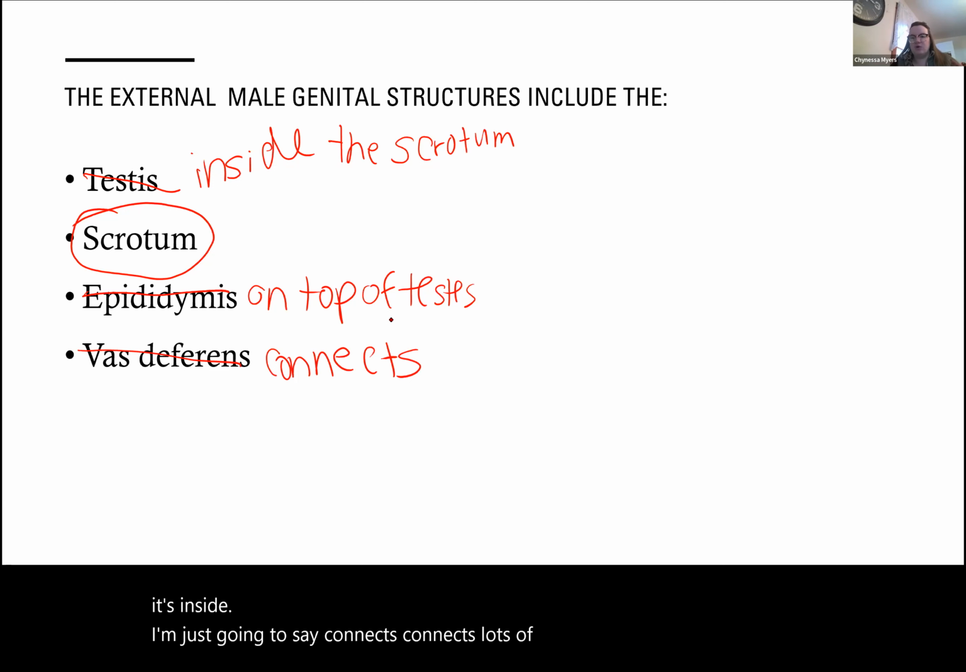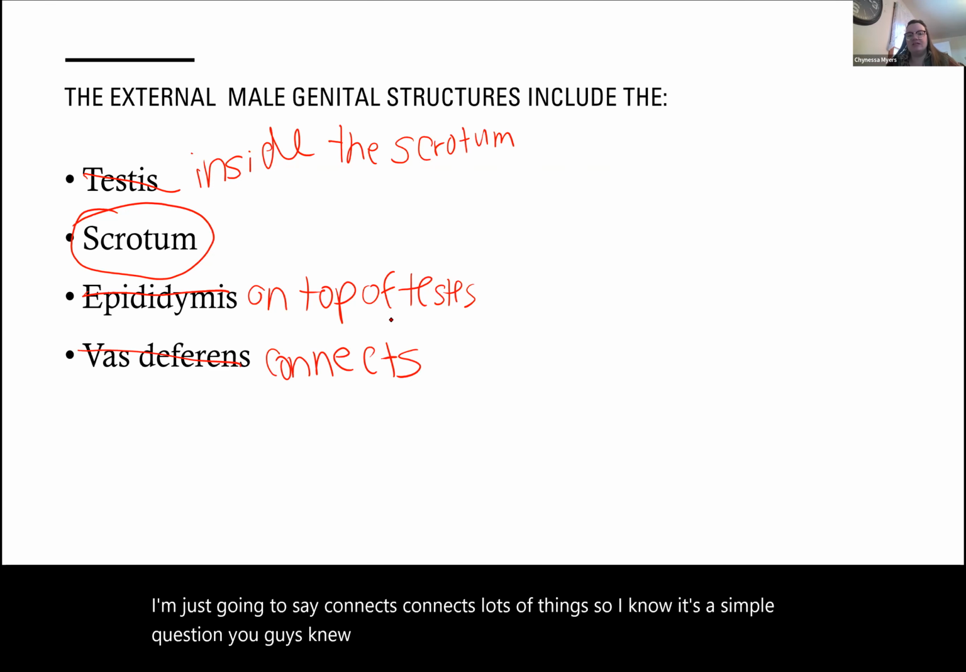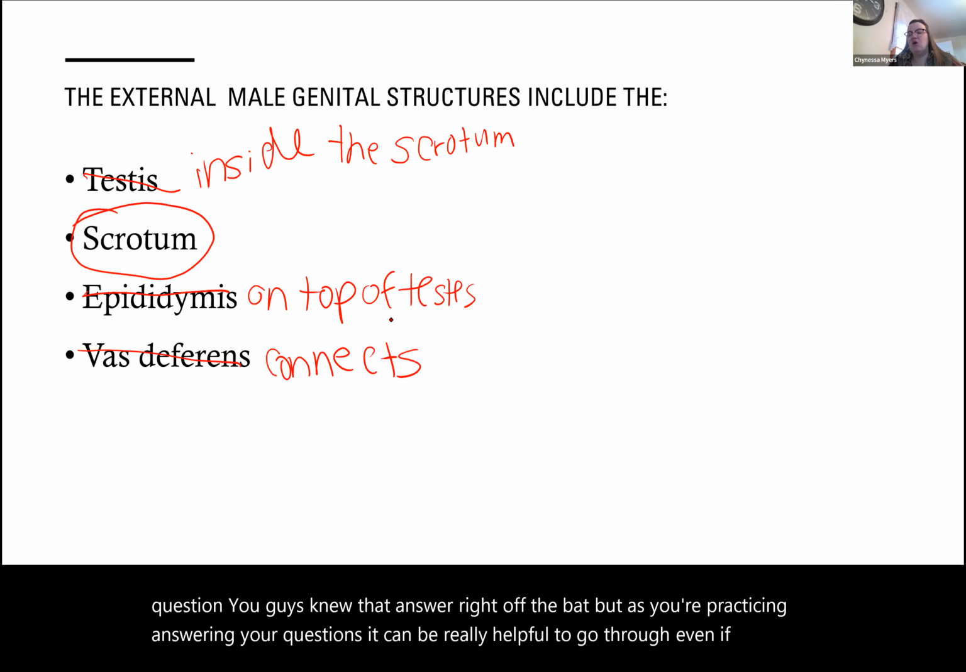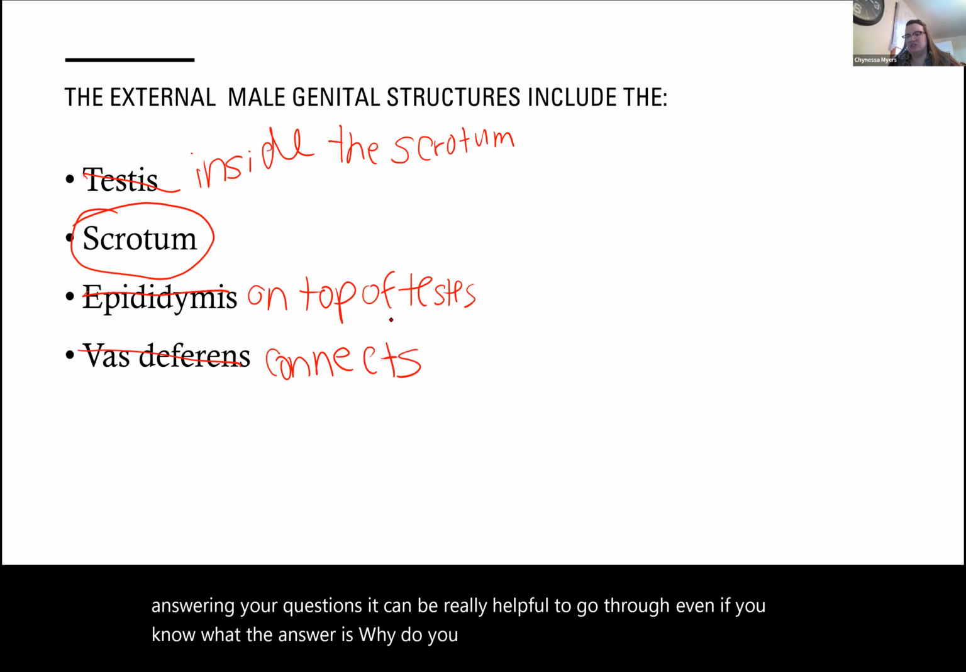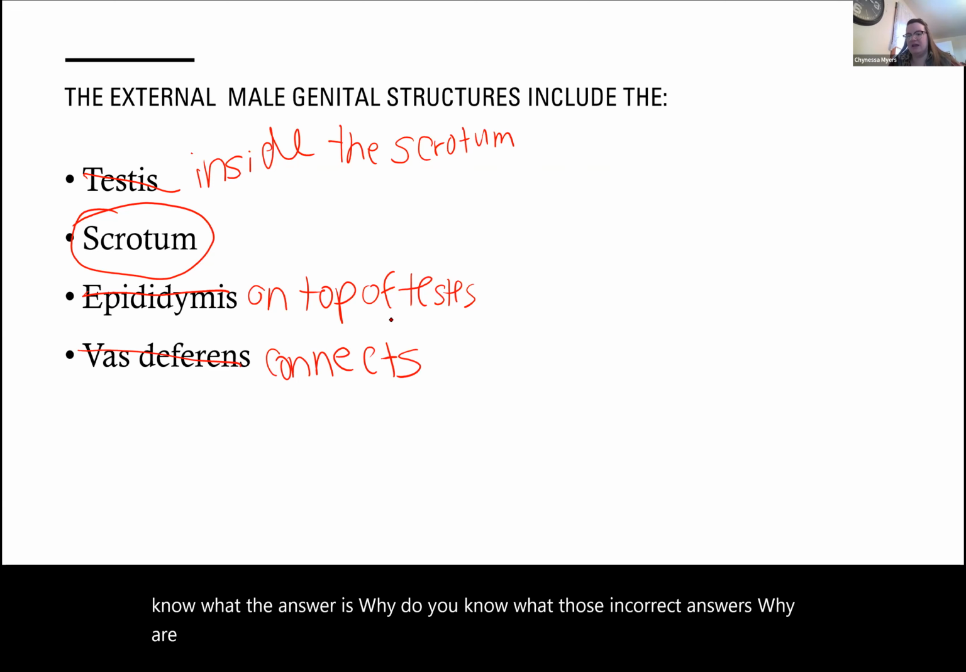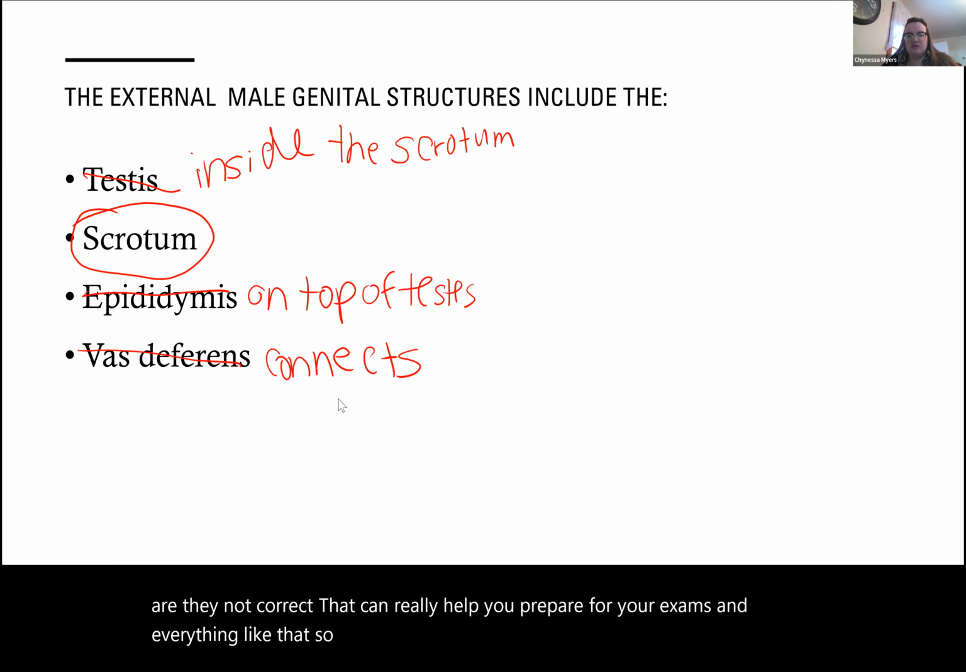So I know it's a simple question. You guys knew that answer right off the bat, but as you're practicing answering your questions, it can be really helpful to go through, even if you know what the answer is, why those incorrect answers are not correct. That can really help you prepare for your exams and everything like that. So let's do a few more just to see where we continue to be at.